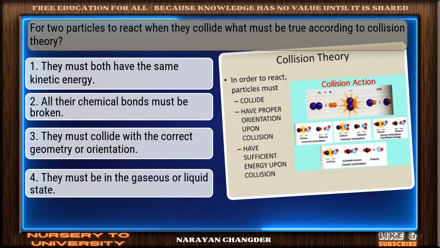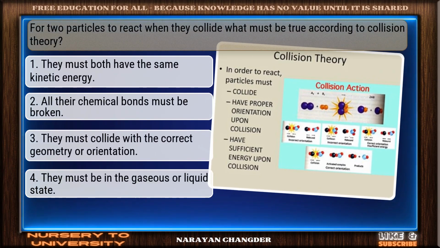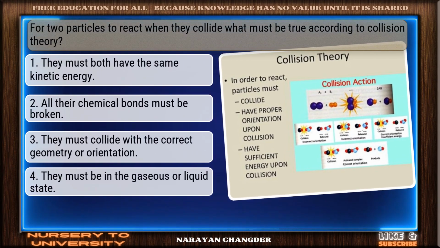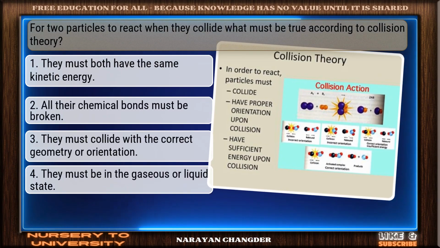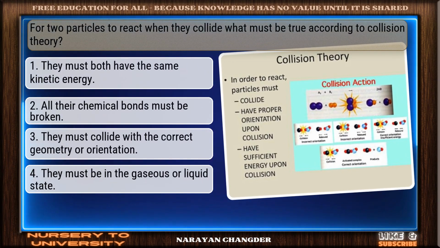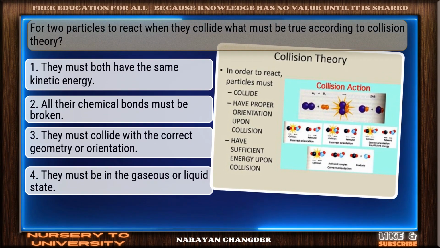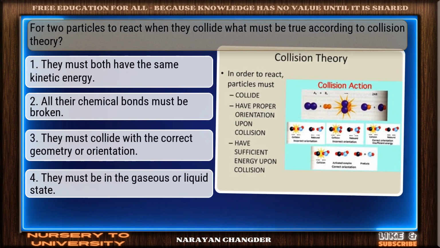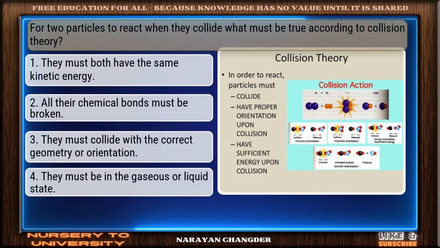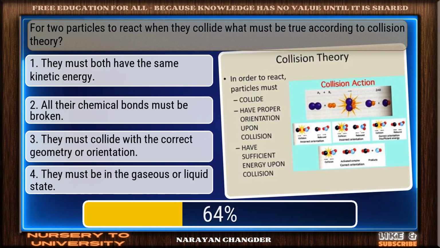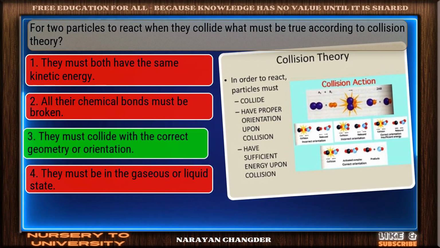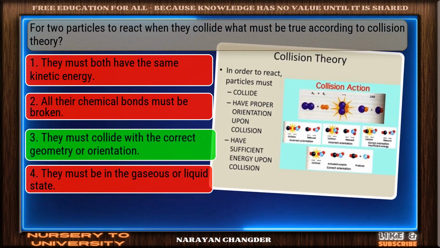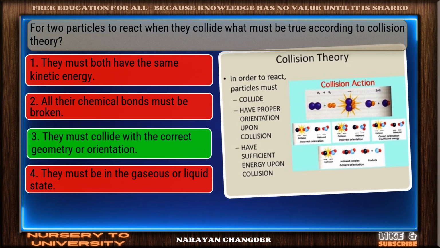For two particles to react when they collide, what must be true according to collision theory? Option 1, they must both have the same kinetic energy. Option 2, all their chemical bonds must be broken. Option 3, they must collide with the correct geometry or orientation. Option 4, they must be in the gaseous or liquid state. Perfect choice, they must collide with the correct geometry or orientation.